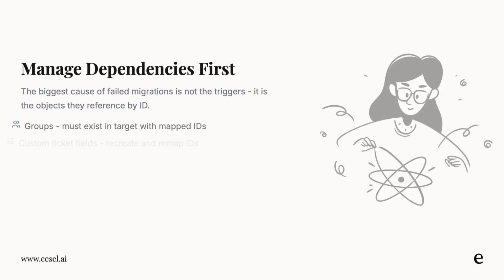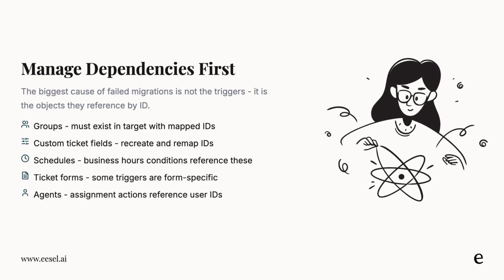The most common reason migrations break is not the triggers themselves, it is the objects they point to. Before importing, make sure every group, custom field, schedule, ticket form, and agent account already exists in the target. Document the old and new IDs side by side. Any missed reference returns a 422 error on import.